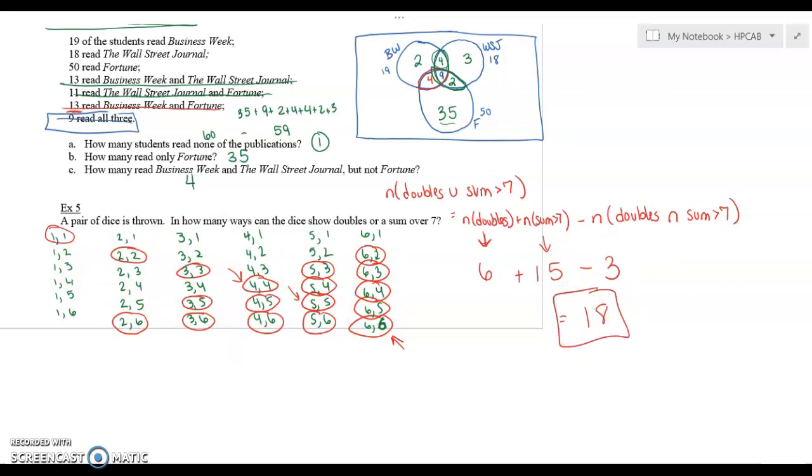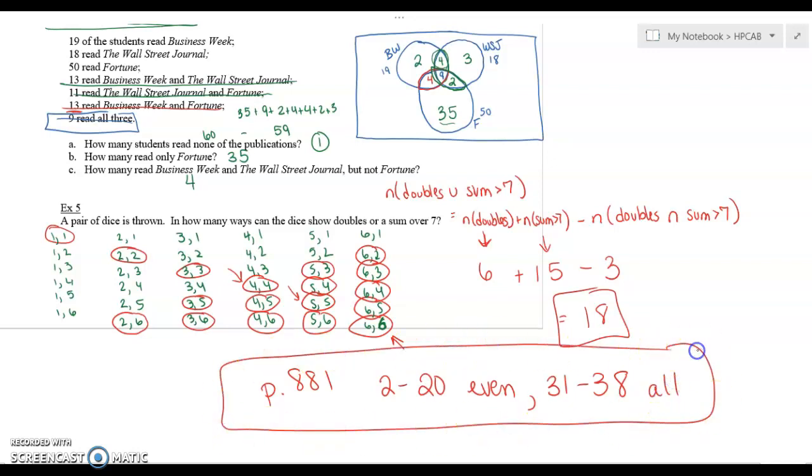That will come in handy when you do some homework later on. Hopefully that makes sense. What you're going to be doing now is finishing off the day 1 homework. So I had assigned 1 to 21 odd. What you're going to do now is page 881. You're going to do 2 to 20 even, and then you're also going to do 31 to 38 all. That's going to be the assignment for this evening, and then I'll probably do a Google Meet on Friday so that you can check in and see if you have any questions on this 12-1 stuff.